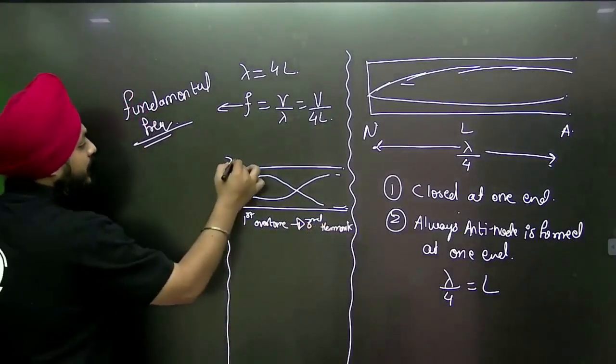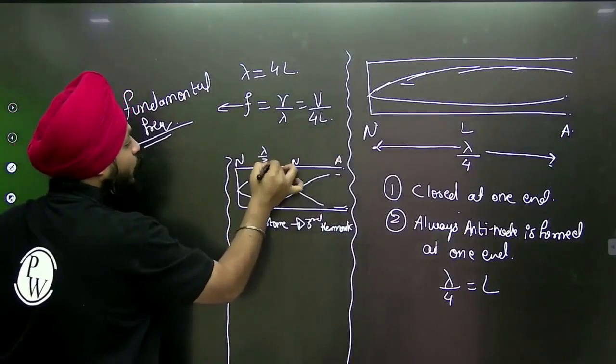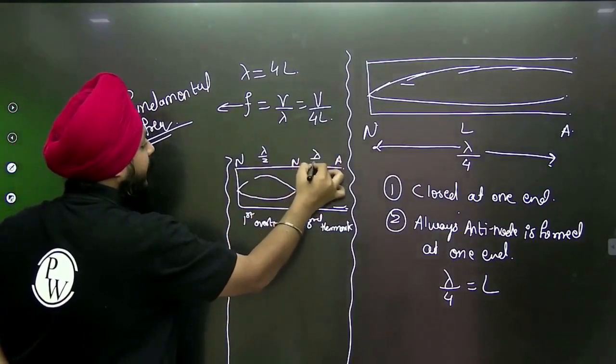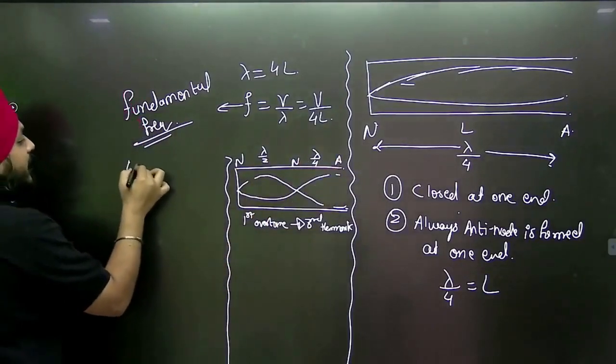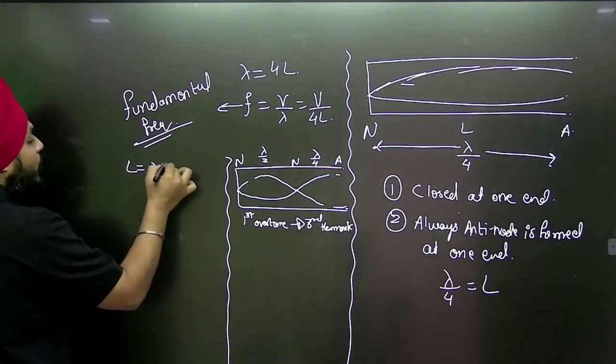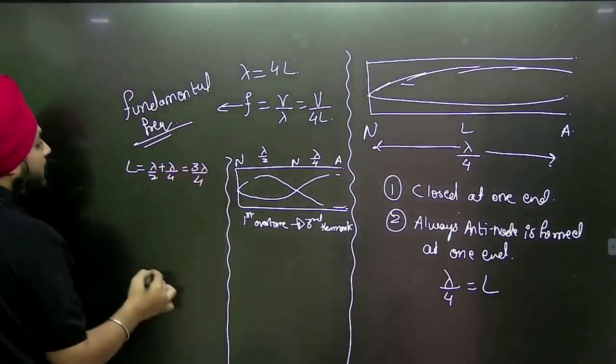Right. So here again we are having node, antinode. Distance between node and node is lambda by 2. Distance between node and antinode is lambda by 4. So what is the total distance? The length is equivalent to lambda by 2 plus lambda by 4. So that is equal to 3 lambda by 4.